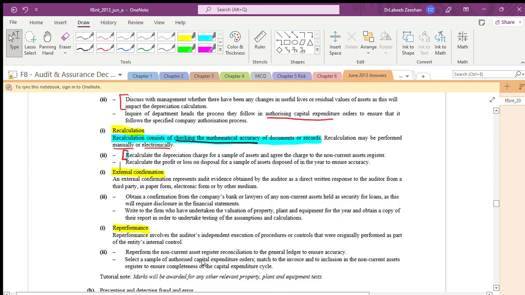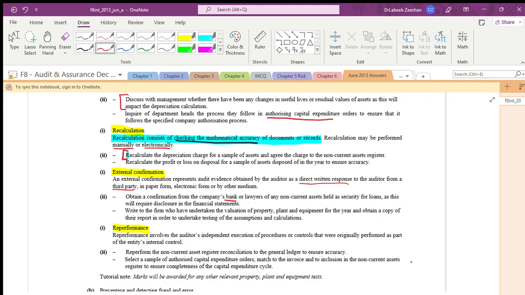External confirmation, if you want to know, represents audit evidence obtained by the auditor as a direct written response from the third party, in paper form or any form. Obtain a confirmation from the company bank. Very important.